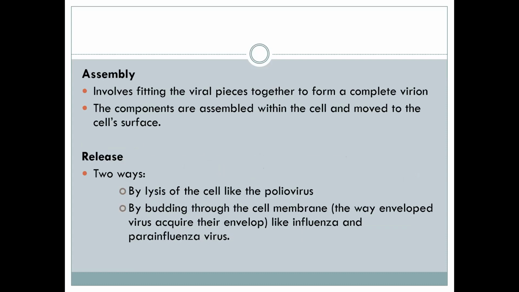viral proteins. After that, we will have the assembly that involves fitting of the viral pieces together to form a complete virion. So the components are assembled within the cell and moved to the cell surface. So they can also be released in two ways. First, by lysis of the cell, like the poliovirus, or by budding through the cell membrane to acquire the envelope, like your influenza and parainfluenza virus.